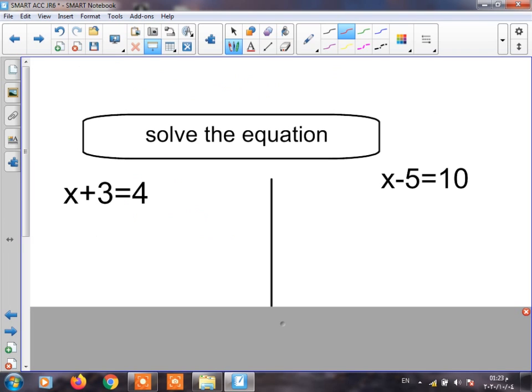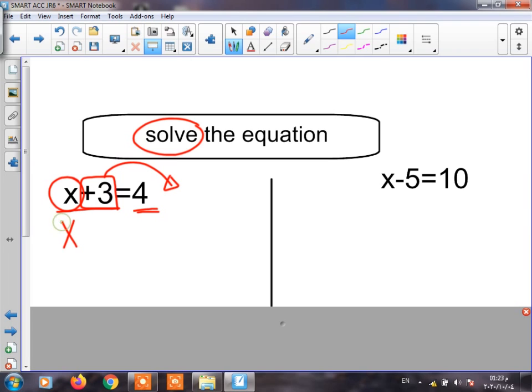The first example, solve the equation. What is the meaning of solve the equation? I want to get the value of the unknown. I have here x plus 3 equals 4. So I want to get the value of the unknown. What is the unknown here? x. So move the number beside x out by a different sign.